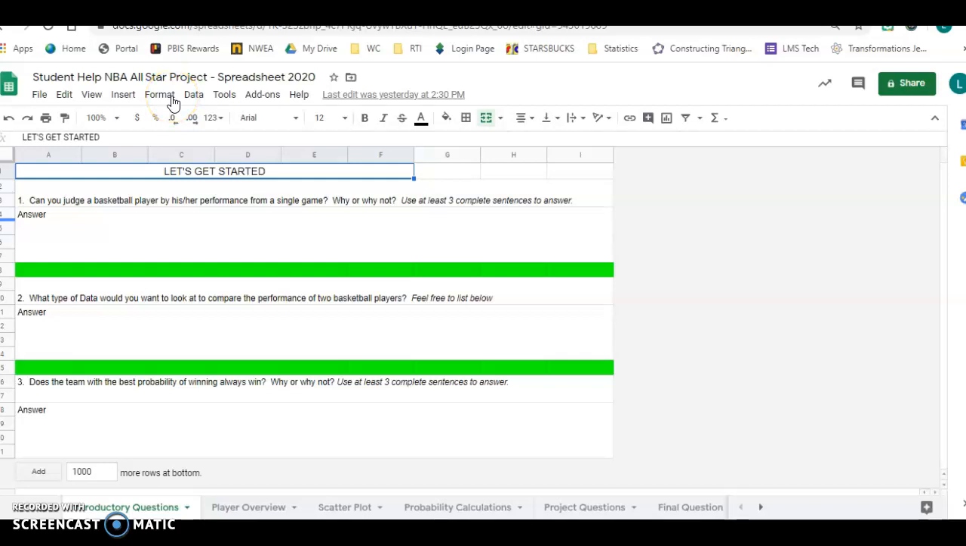You guys, it's day 3 of our NBA project, and by now we should be almost done with all of our tabs. And actually, at the end of today, we will be completely done with all of our project. So, first thing, our intro questions should all be filled out. Make sure if it says use 3 sentences that you use 3 sentences.